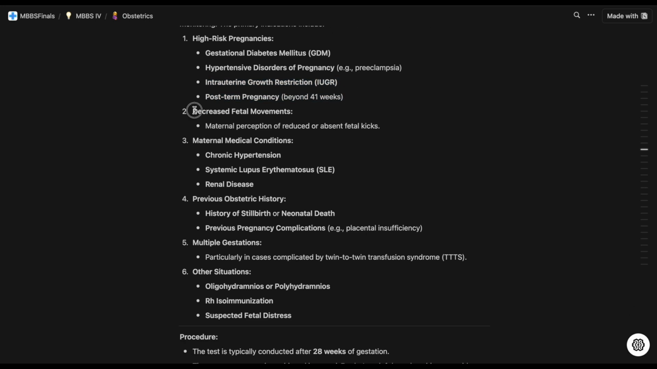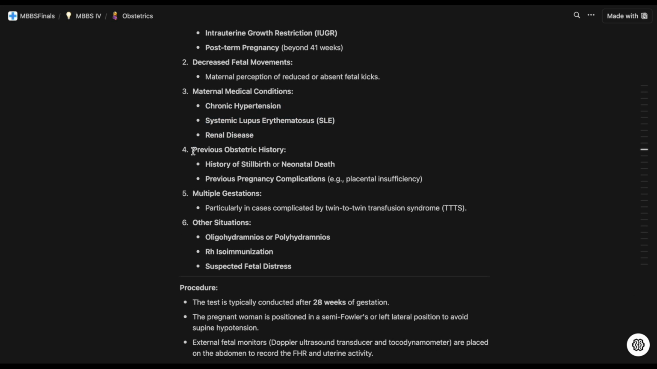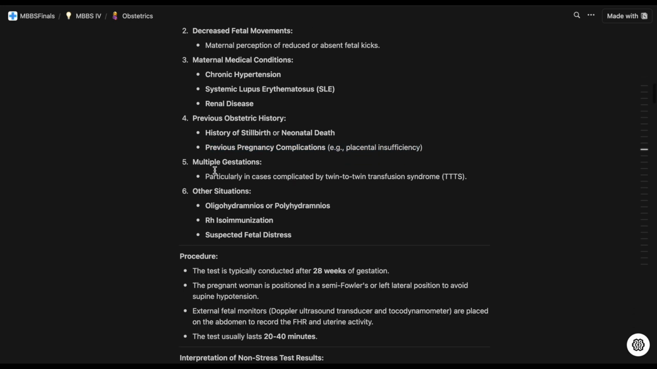2. Decreased fetal movements. If a mother notices that the baby isn't kicking as much as usual, an NST can help determine if the baby is still doing well. 3. Maternal medical conditions. Chronic conditions like hypertension, lupus, or kidney disease can impact fetal health, so an NST helps keep an eye on things. 4. Previous pregnancy complications. If the mother has a history of stillbirth, neonatal death, or placental insufficiency, we may use the NST more frequently.